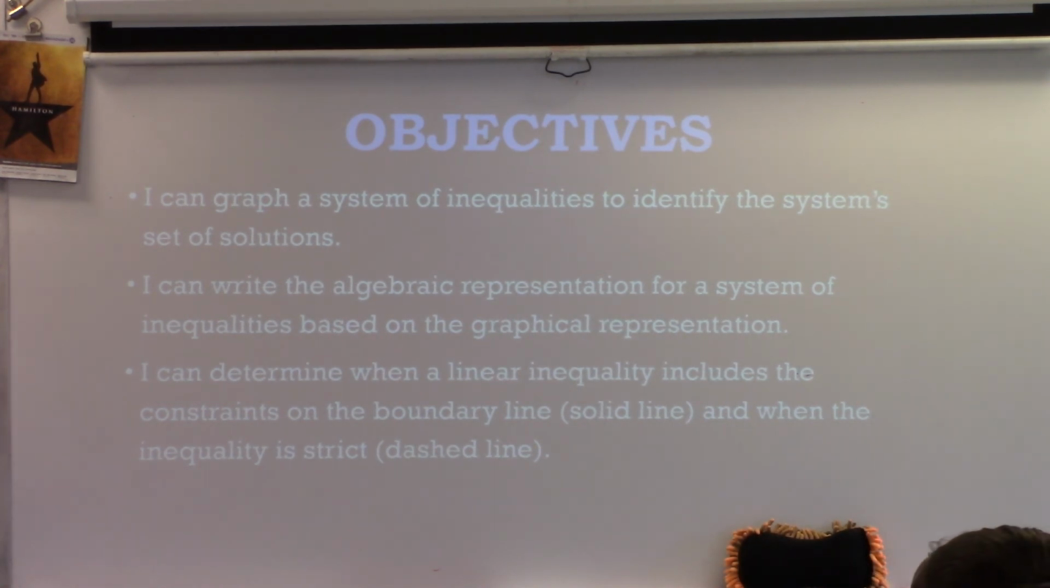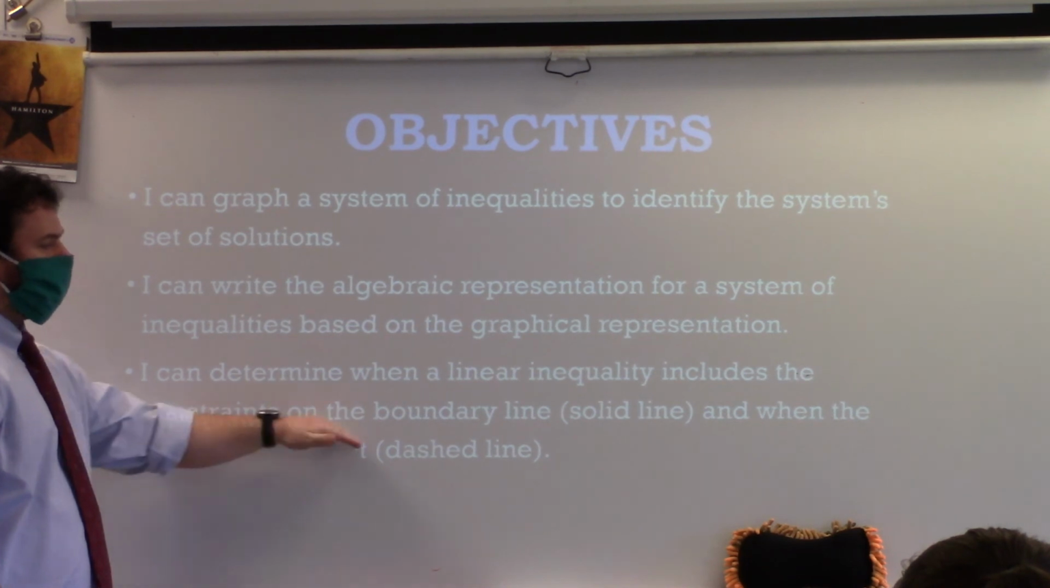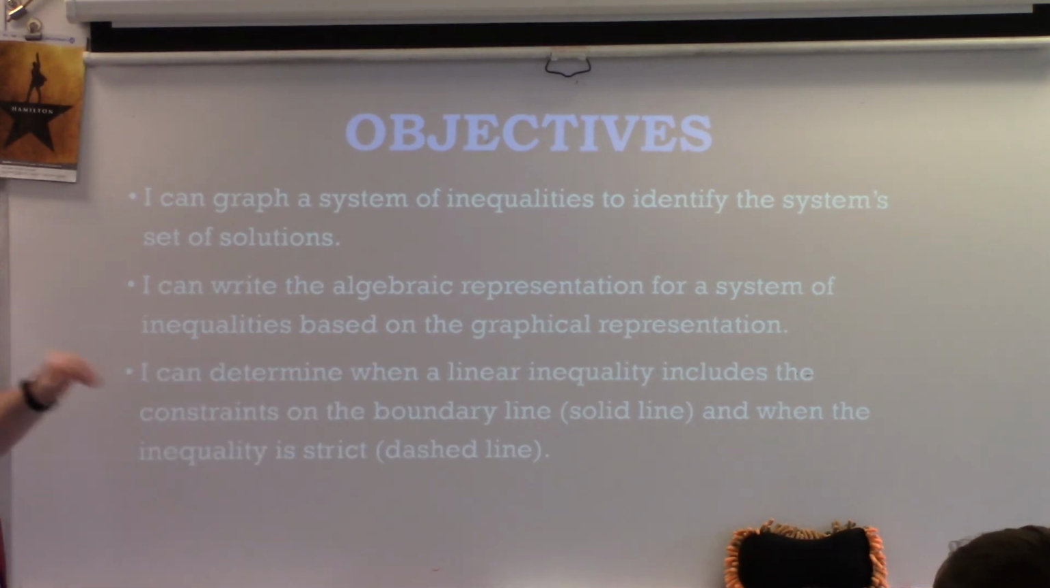Peyton, can you read it? I can determine when a linear inequality includes the constraint on the boundary line, solid line, and when the inequality is strict, dashed line. Okay, so when the solutions are on the boundary line, it's solid, and when the inequality is strict, just less than or greater than, it is dashed.